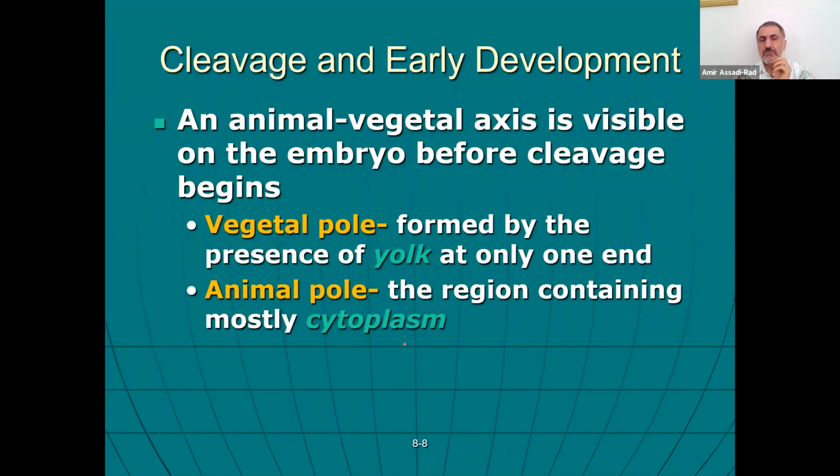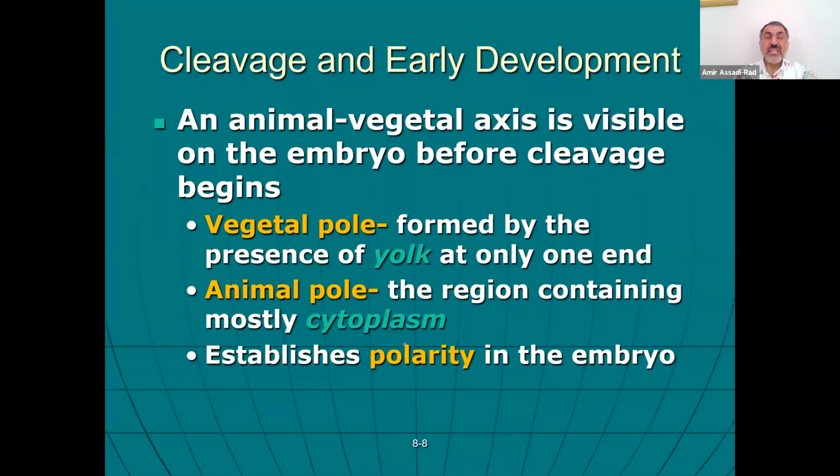The animal pole is the region containing mostly cytoplasm, okay? And you remember we talked about this in Bio 1. Quickly, I don't want to take up too much of your time, the cytoplasm is right here. There are a lot of enzymes in the cytoplasm, and that's where the cell divisions happen and influence the next cell division and so on. That's at the animal pole. The vegetal pole is where the yolk is, and there are not many enzymes there. It's just full of nutrients for the embryo, okay?